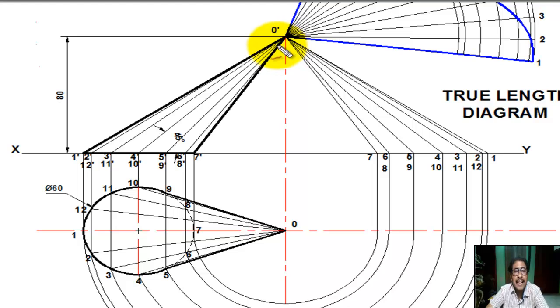Now draw vertical projection line from O'. Draw vertical projection line from O dash. It cuts the center line at O. From O, we draw tangent to this circle.